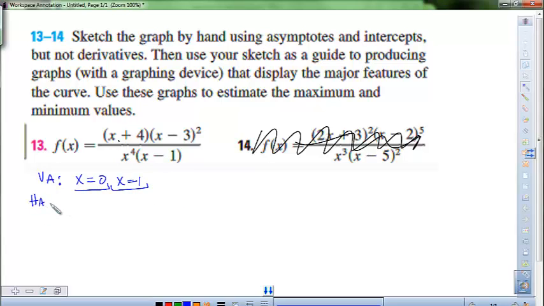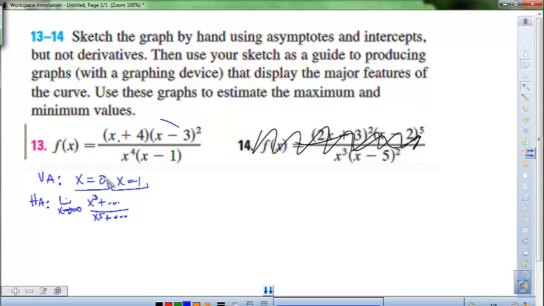The horizontal asymptotes happen when you take the limit as x approaches infinity. And when x approaches infinity, since this is a polynomial divided by a polynomial, I would just be interested in multiplying this out. Well, I won't multiply it all out. What I would do is be concerned about what the highest power is on the numerator and the highest power in the denominator.